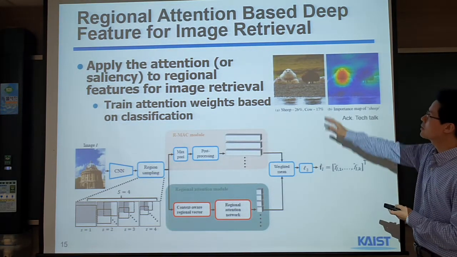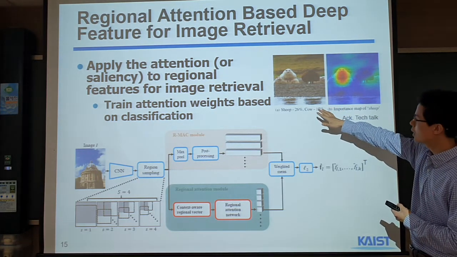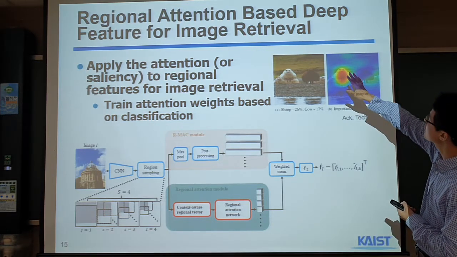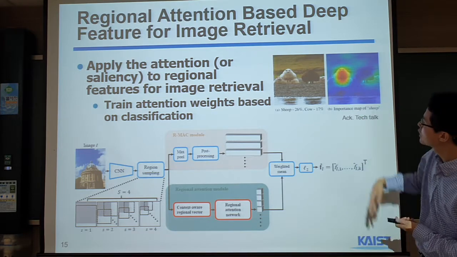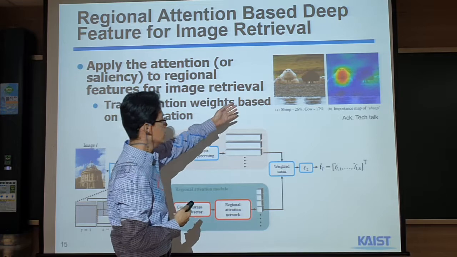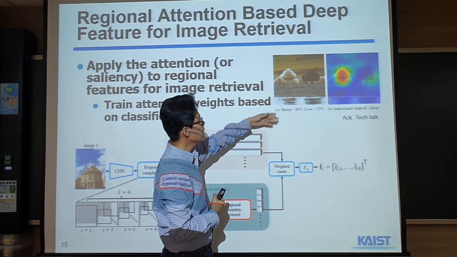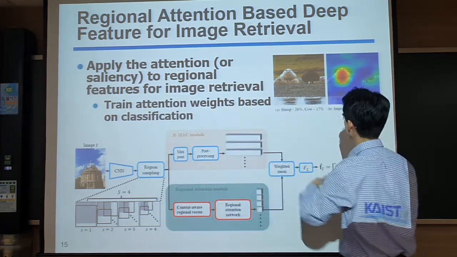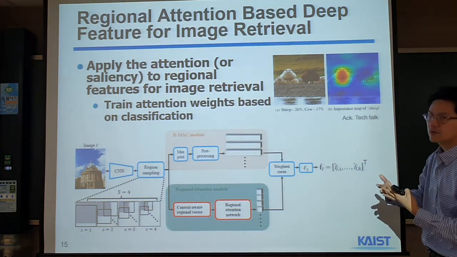Okay, now let's talk about some other concept. One of our lab members proposed this paper: regional attention based deep feature for image search, image retrieval. Some of you may know the attention concept. Here we wanted to look at whether this object contains a ship or not, right? In that case we can identify the ship. But the question is, how can we identify the ship, right?